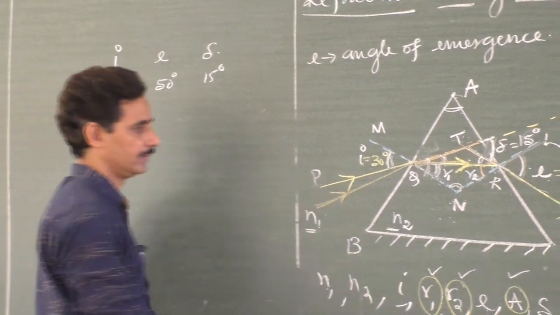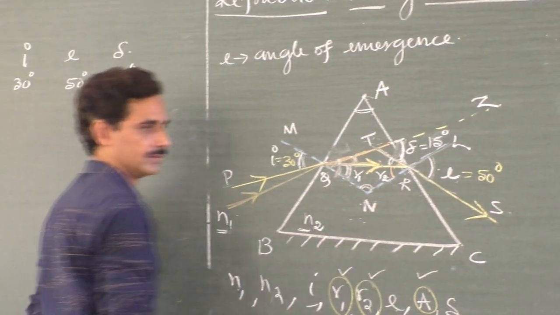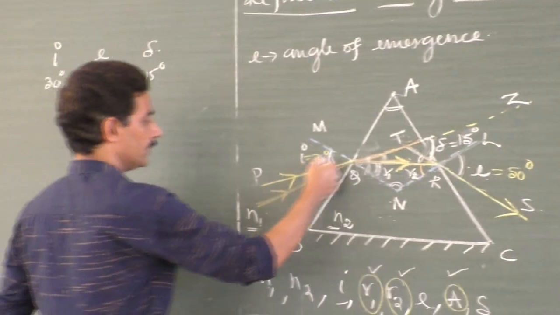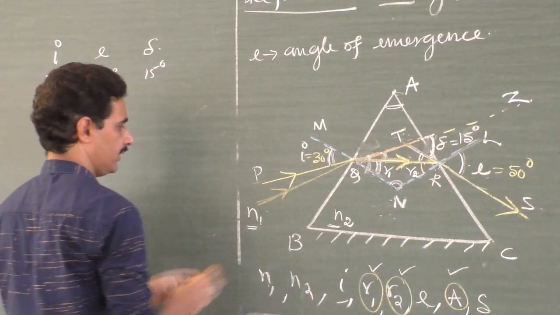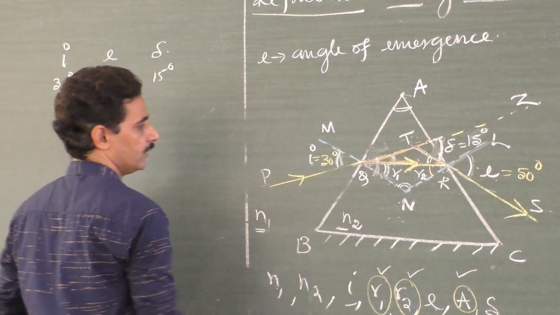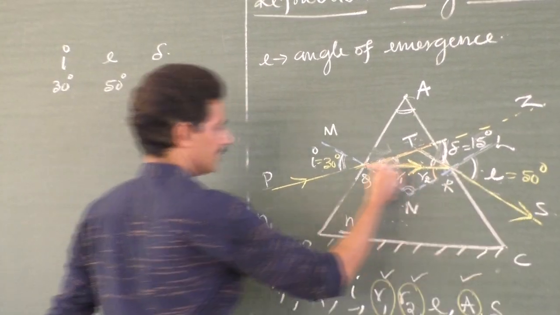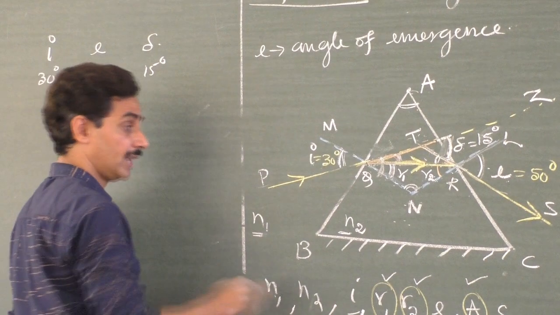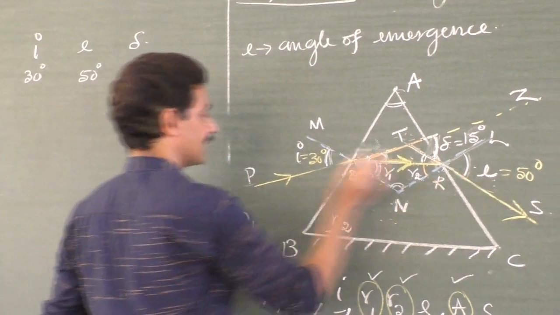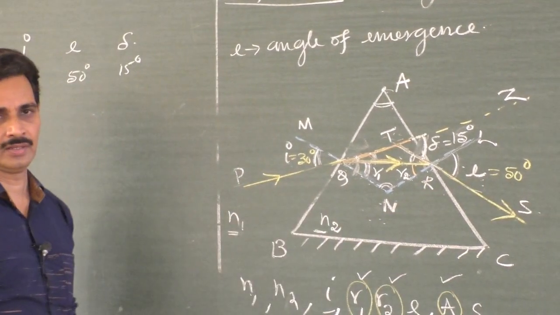If you take a ray of light, put it from this direction at 50 degrees, will it come back at 30 degrees? Definitely, no doubt. If you take a ray of light, put it at 50 degrees, it will definitely come out at 30 degrees. Now, this becomes the angle of incidence and this becomes the angle of emergence.